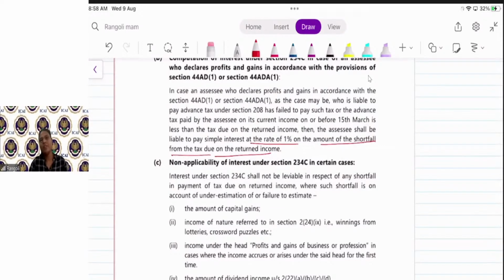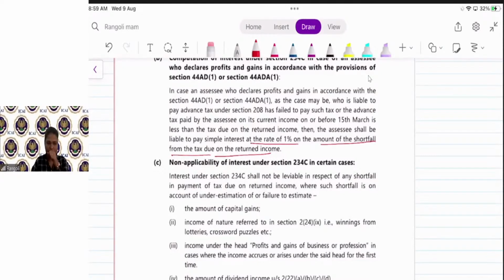Now, non-applicability of interest under section 234C in certain cases. See, you calculated your tax liability on estimated income, right? So because of capital gain, say for example, in the first quarter, I have no idea about the capital gain I will earn in the third quarter, right? So because of capital gain, if my tax liability increased, then interest under section 234C is not leviable.